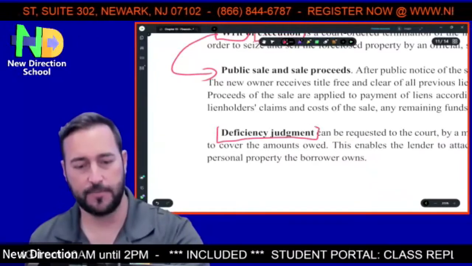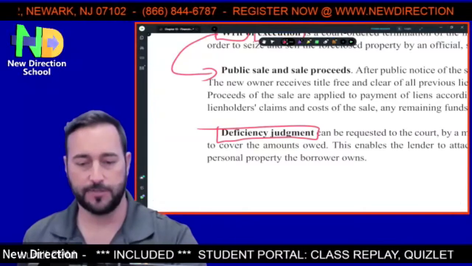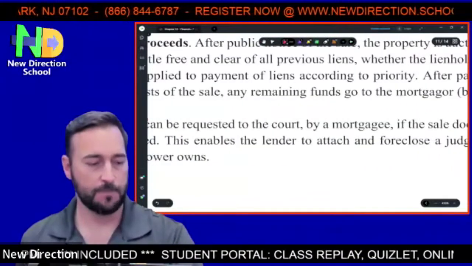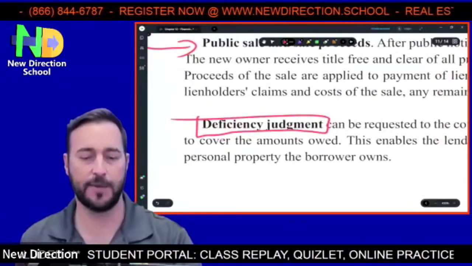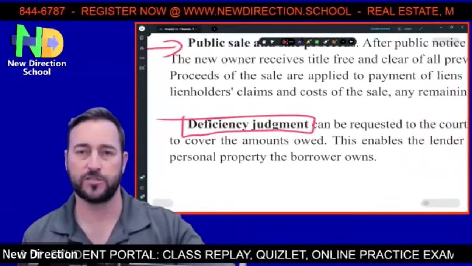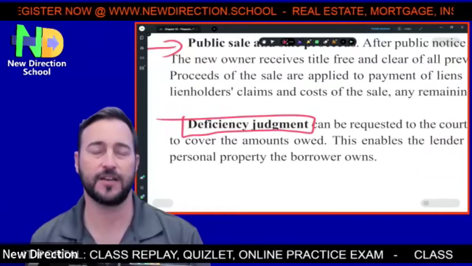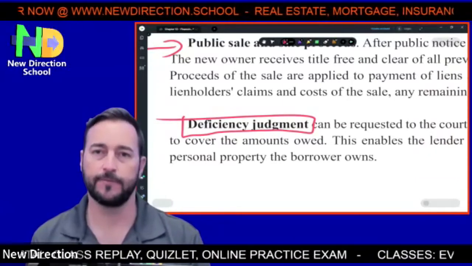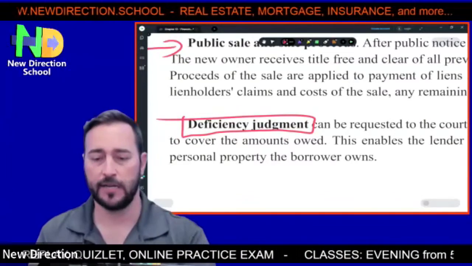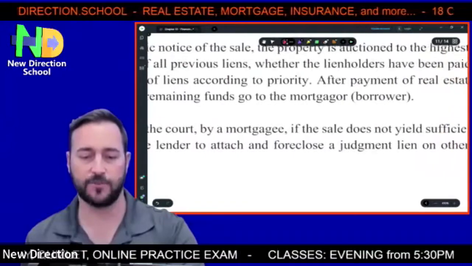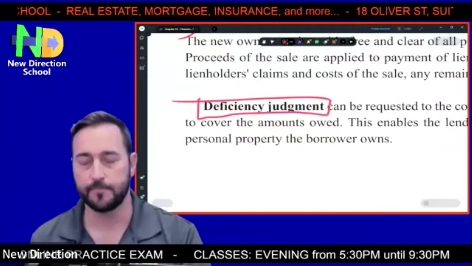The next term is deficiency judgment. A deficiency judgment can be requested to the court by a mortgagee if the sale does not yield sufficient funds to cover the amounts owed. So pretty much, we sold the property for $300,000, but you owed me $500,000. Can I sue you for $200,000? The answer is yes. This actually enables the lender to attach and foreclose a judgment lien on other real property or personal property that the borrower owns.